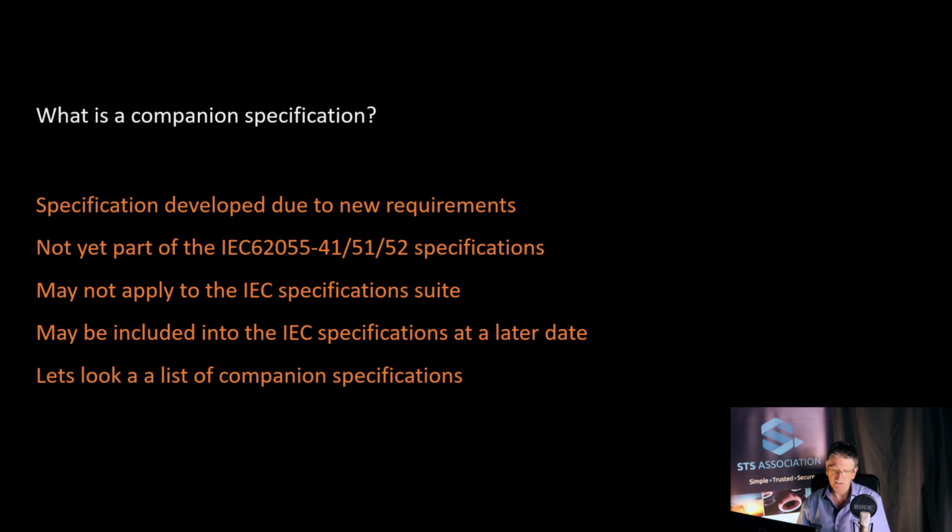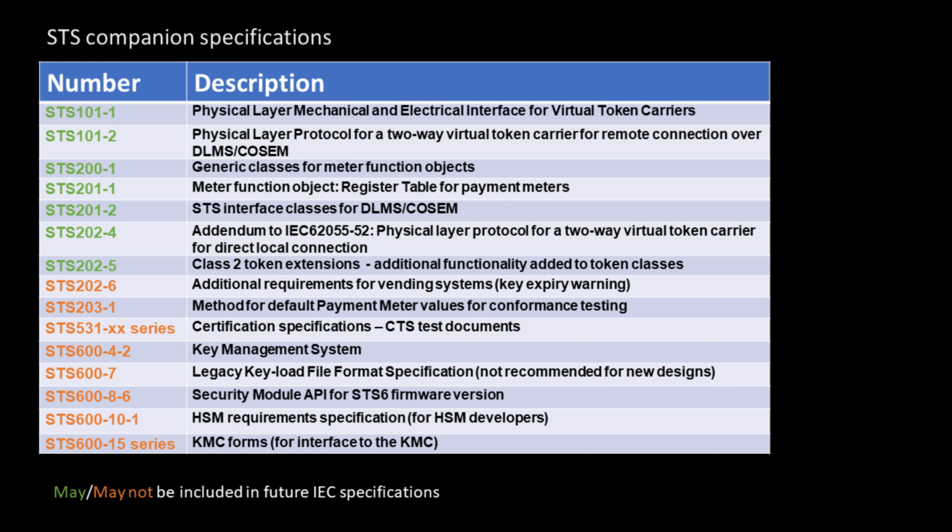Let's have a look at a list of the companion specifications currently published. There's quite a few of them. I've colored them green and orange. The green ones may one day become part of the international standards, and the orange ones probably won't become part of the international standards. But you can see here there's quite a few. Okay, the first one, physical layer mechanical and electrical interface for virtual token carriers. The second one, the physical layer protocol for two-way virtual token carriers for DLMS COSEM.